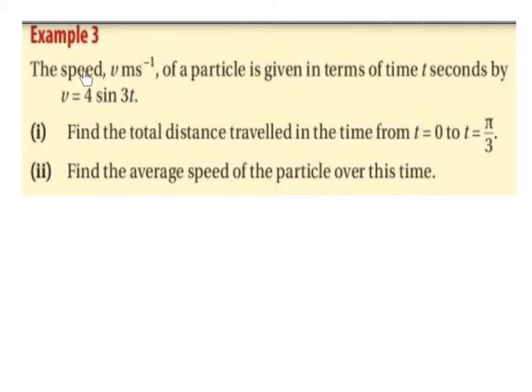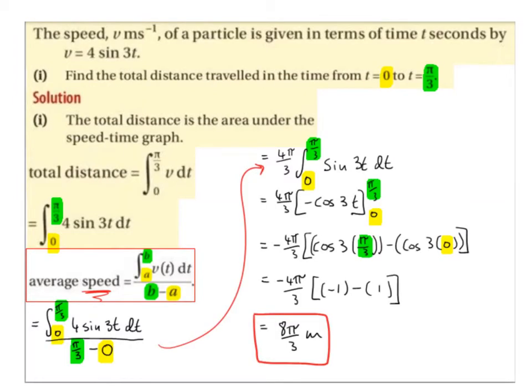Example. The speed, v meters per second, of a particle is given in terms of time t seconds by v equals 4 sine 3t. Part 1, find the total distance travelled in the time from t equals 0 to t equals pi over 3. Part 2, find the average speed of the particle over this time. So part 1, find the total distance travelled in the time from t equals 0 to t equals pi over 3. So remember, t represents time in seconds.